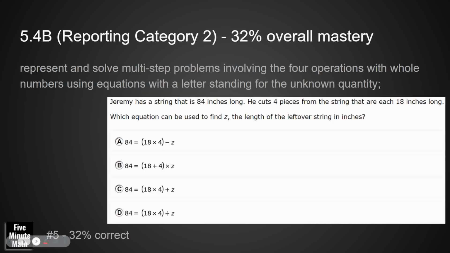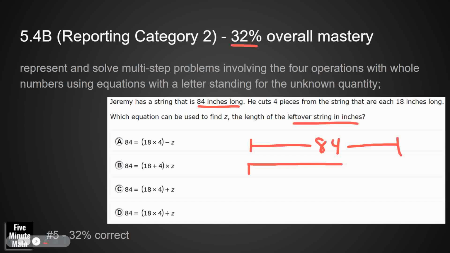Next, 5.4B, which is a readiness standard in reporting category 2, 32% overall mastery. Only one item here. We had to represent and solve multi-step problems involving all 4 operations. Now, here's the tricky part. Jeremy has a string that is 84 inches long. All right, so that's my total. So since they give you the total, let's go ahead and put it up here as the total. He cut 4 pieces of string that are each 18 inches long. Then which equation can be used to find z, the length of leftover string? So you see here, I've got 5 pieces, and that's the tricky part here. Okay, so I've got 5 pieces.